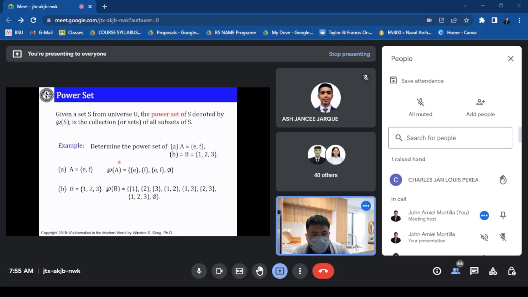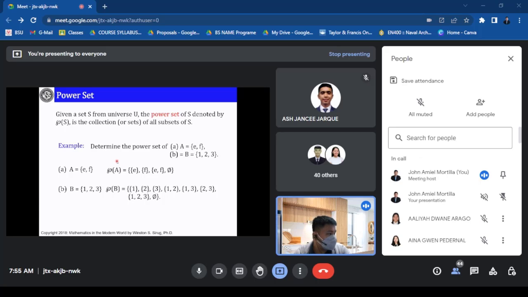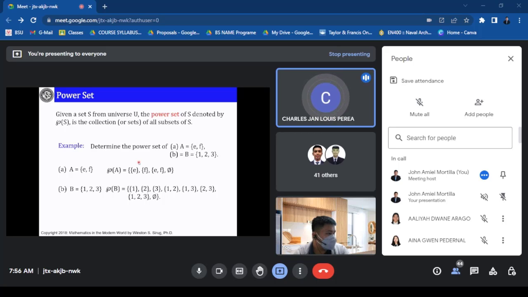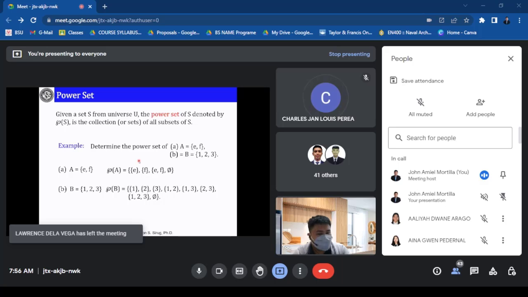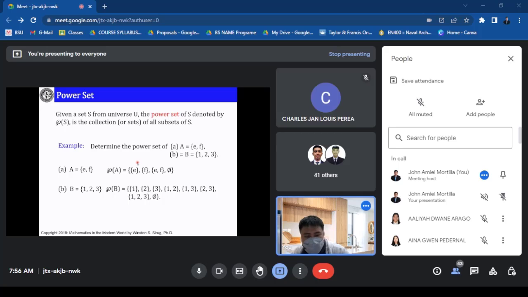So our power sets, Charles, what is that? The possible pairs, sir. Yes, these are all the possible pairings of our elements. Within a set, say we have set E and F, what is its power set? The power set of A is equal to E, then F, then the set EF, then the empty set.